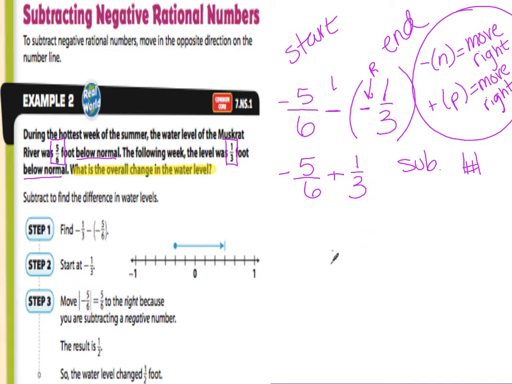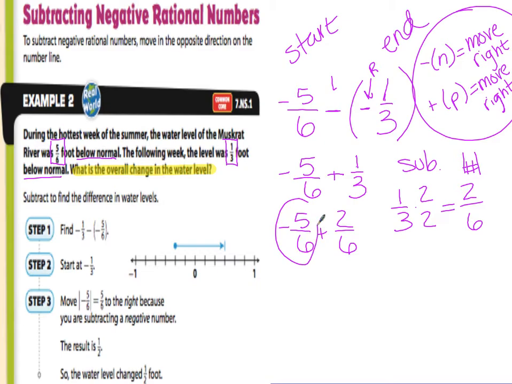But because it's 1/3, I have to change my 3 to be a 6, so that way I can actually subtract because I need to have common denominators. So 3 times 2 gives me 6, so I have to multiply the top by 2. Because if I chop each of these 3 pieces into 2 pieces each, I also have to do that to my numerator. So in this case, I get negative 5/6 plus 2/6.